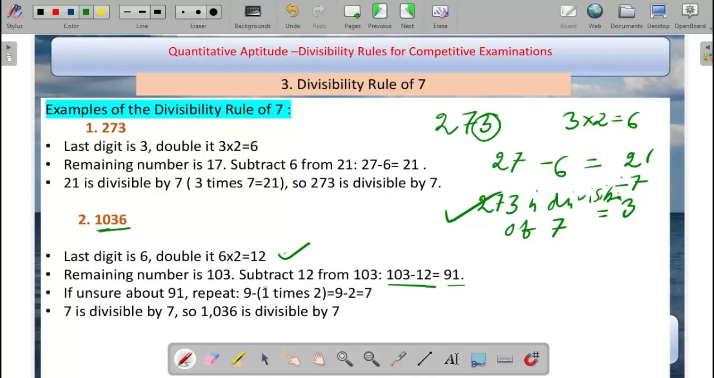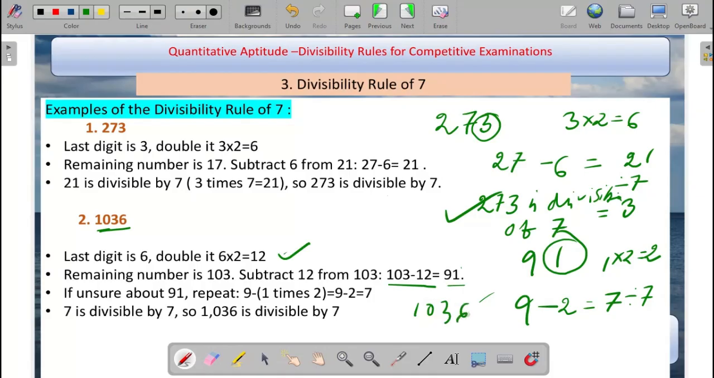Now in this case we do the same procedure again with 91. What is the last digit? 1. So 1 into 2 is equal to 2. The remaining number is 9, and 9 minus 2 is equal to 7. 7 is divisible by 7. So this whole number 91 is divisible by 7, and 1036 as well is divisible by 7.